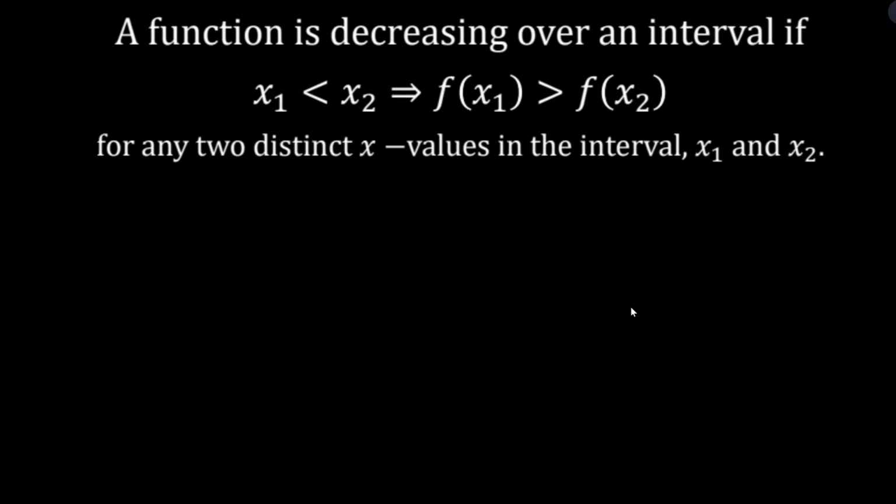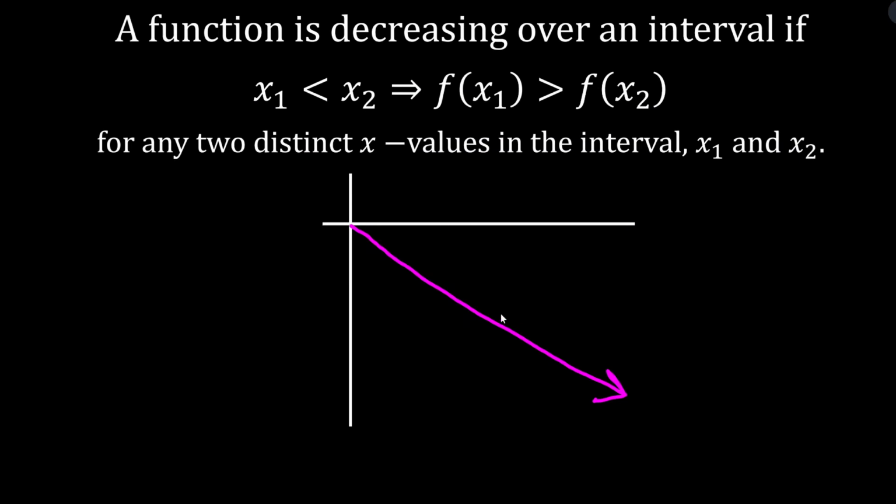Now let's make this a little bit more formal. So here we have a decreasing function. This definition should look kind of familiar. We have any two random x values where x1 is less than x2. So like this, we can call this x1. We can call this x2. So what has to happen in order for this function to be called a decreasing function, or to be decreasing over this interval, is that now f of x1, which is this y value, has to be bigger than f of x2.